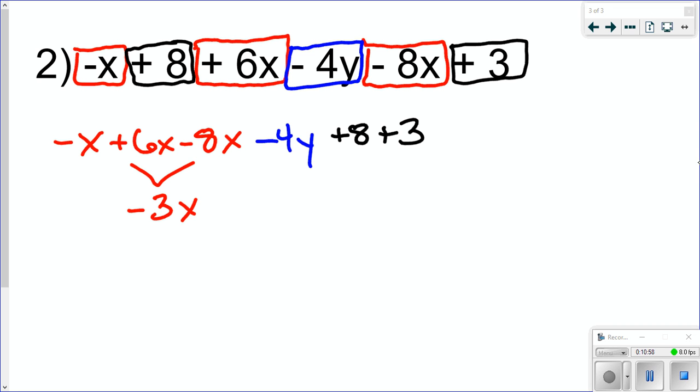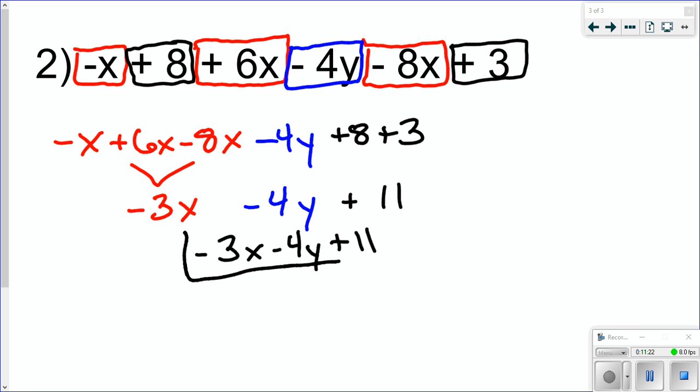The 4y, nothing to combine it with, so I'm just going to bring it down. And then the 8 plus 3 is 11. And it's positive 11, so I'm going to put a plus sign there. So if I just kind of bring this together, I get negative 3x minus 4y plus 11. And that's my simplified version of what we started with.